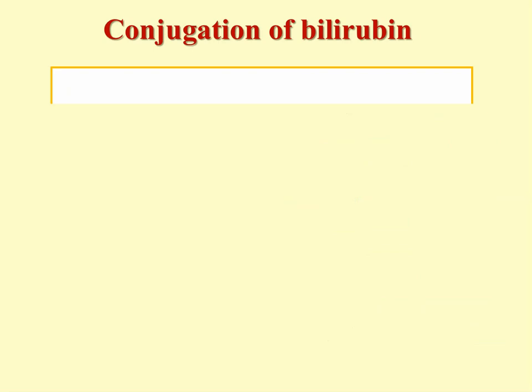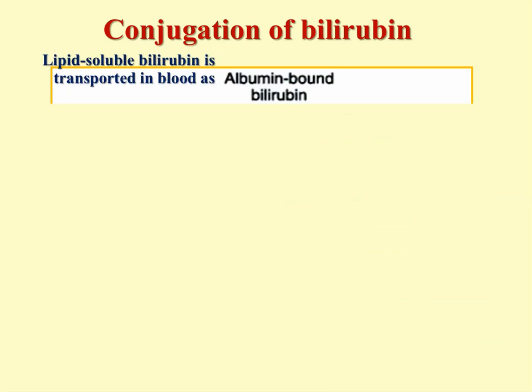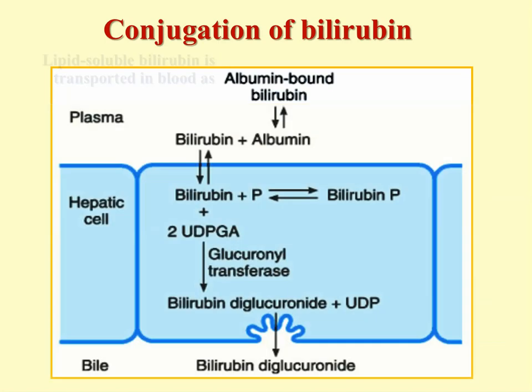Conjugation of bilirubin. It's also known from biochemistry, but let's recall. Lipid-soluble bilirubin is transported in blood as albumin-bound bilirubin. When blood passes through the liver, the bilirubin is taken from albumin and conjugated. See, as a result, bilirubin glucuronide is formed and released to the other side of the hepatic cells, into bile.